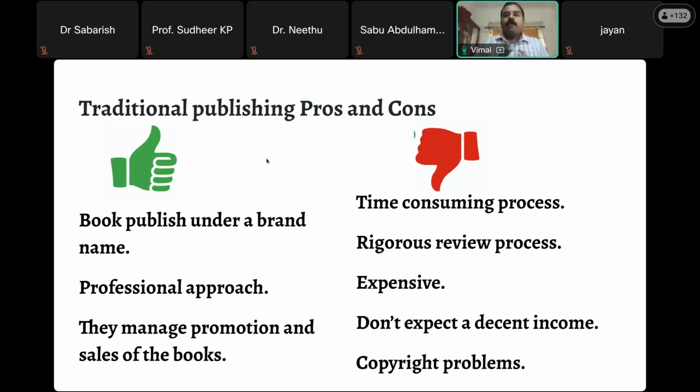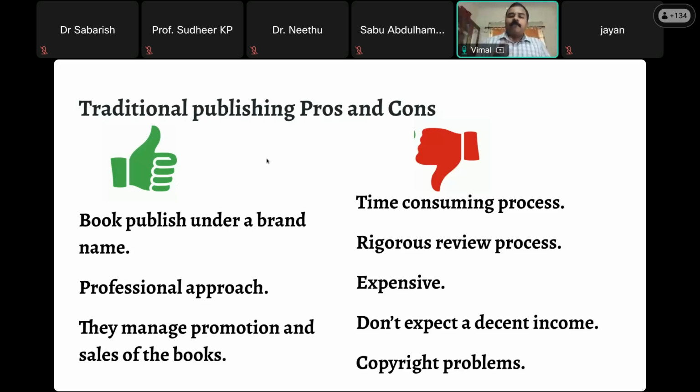Often authors have no know-how about these technical matters. They just hand over the manuscript, and the remaining things are handled by these publishing houses. They also take over the promotion and sales of the books. Anyway, it has some drawbacks. It's a time-consuming process. It's a rigorous review process. It takes too much time. 3 to 24 months we can expect to publish a book.